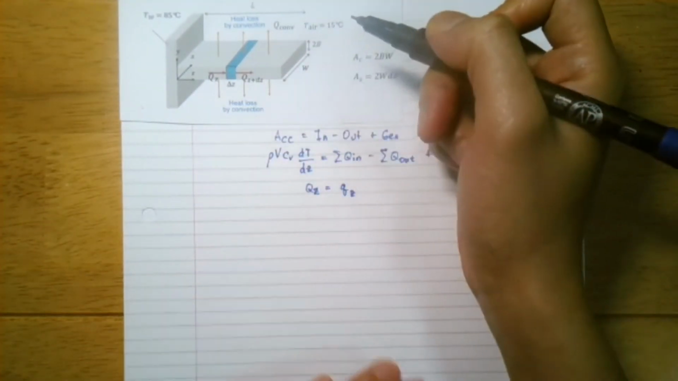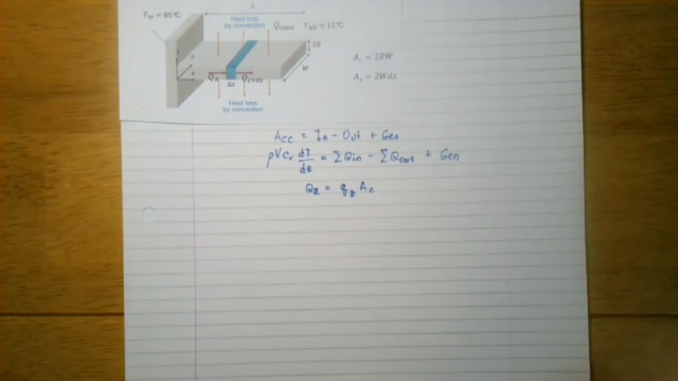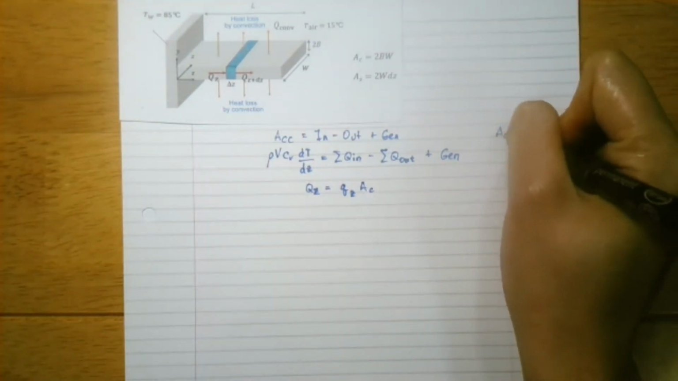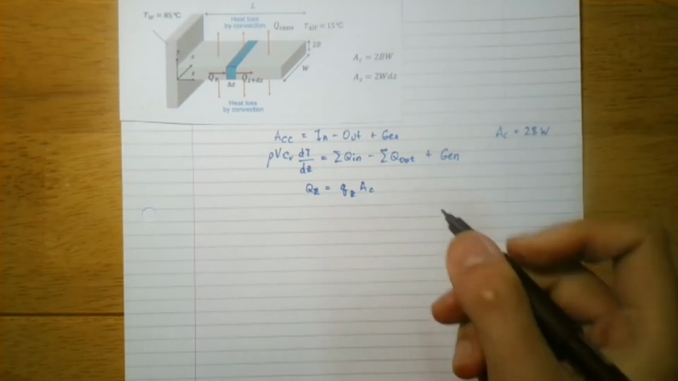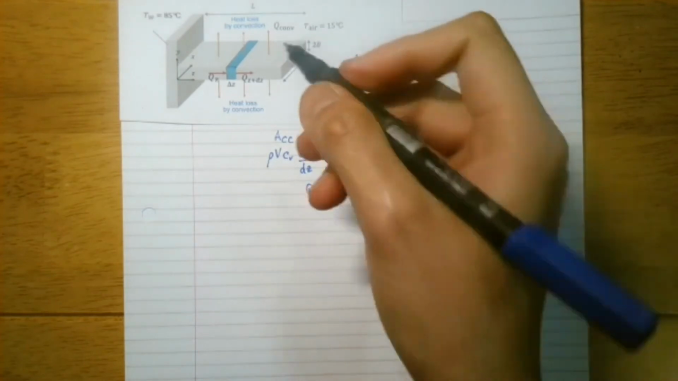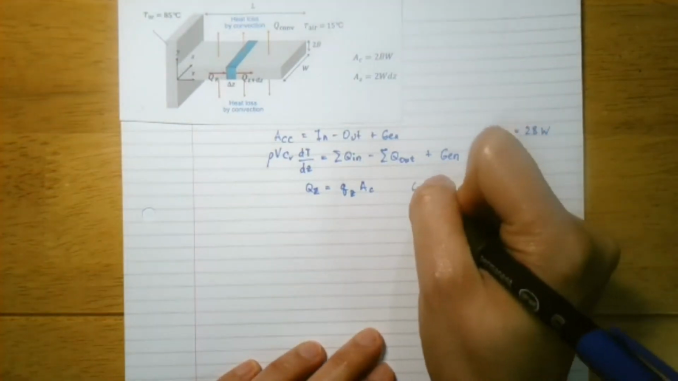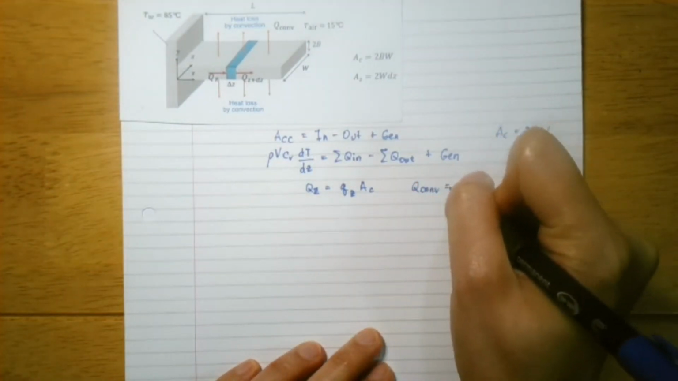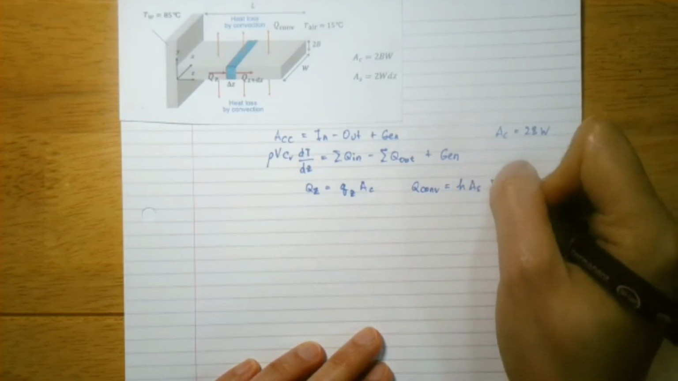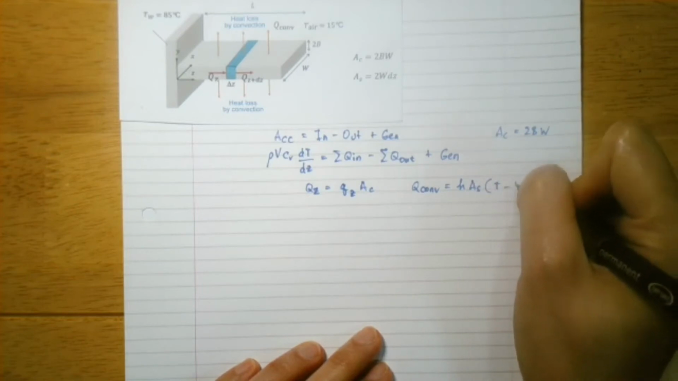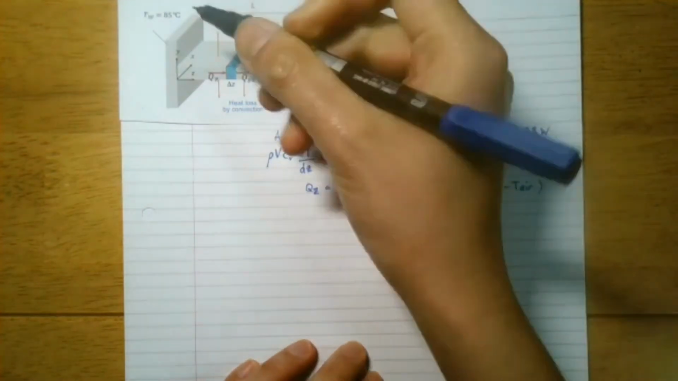So that's 2B times W. But now let's denote that as AC. Okay, so AC is equal to 2B times W. Okay, and then we also have heat loss due to convection. So we can write that as Q conv. And this is equal to the heat transfer coefficient H times AS times the temperature minus the temperature of the air. Okay, and AS, so that area is this area.